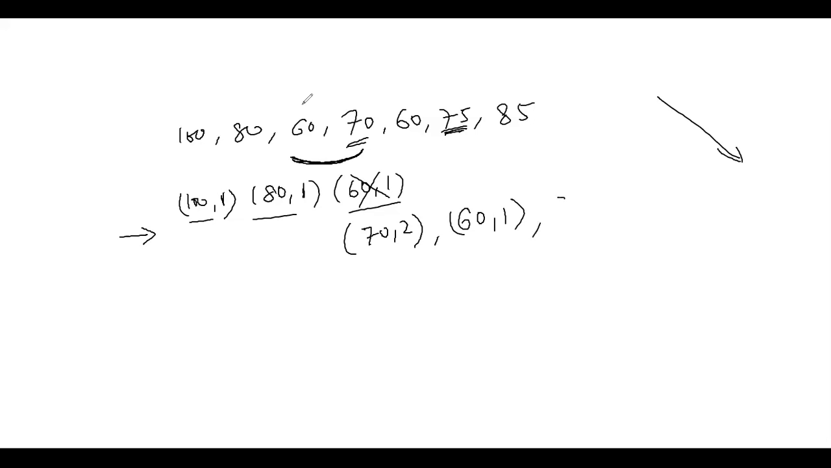Okay. Then 75 comes. Now what will happen? This guy will go out. This guy will go out, right? So now your stack will start looking like these all went away. So now you have 75 and 4.